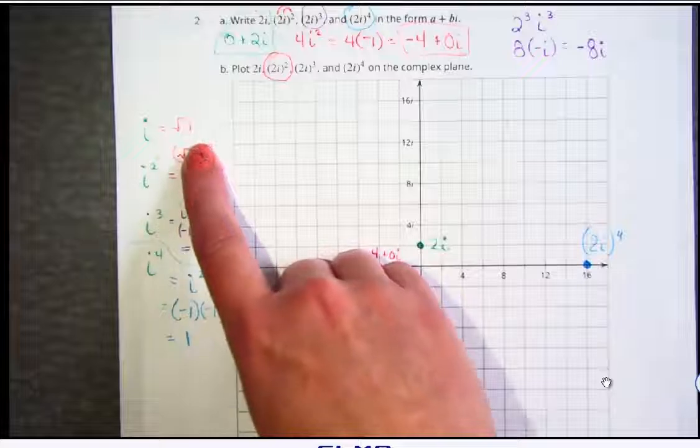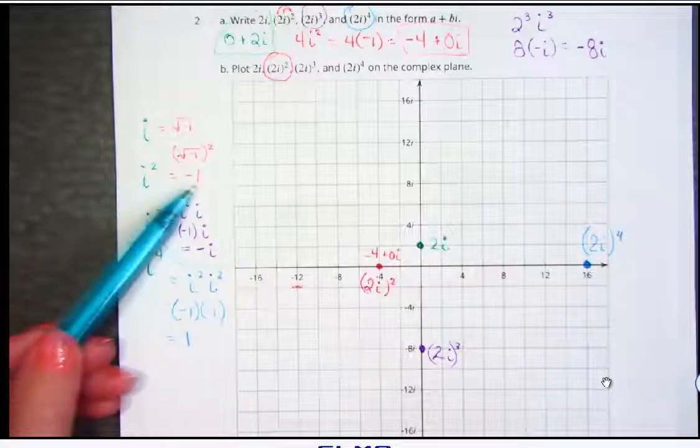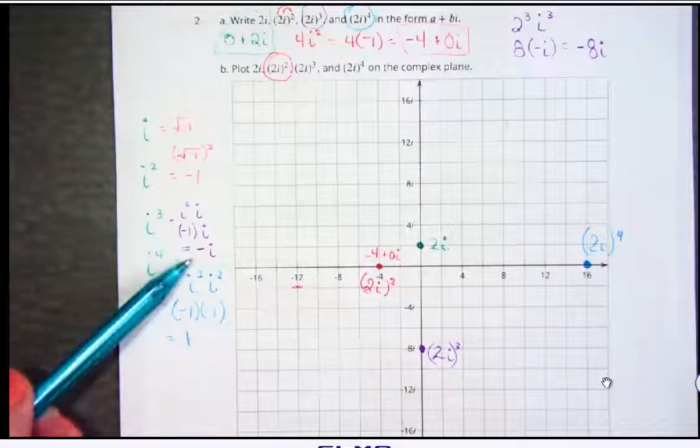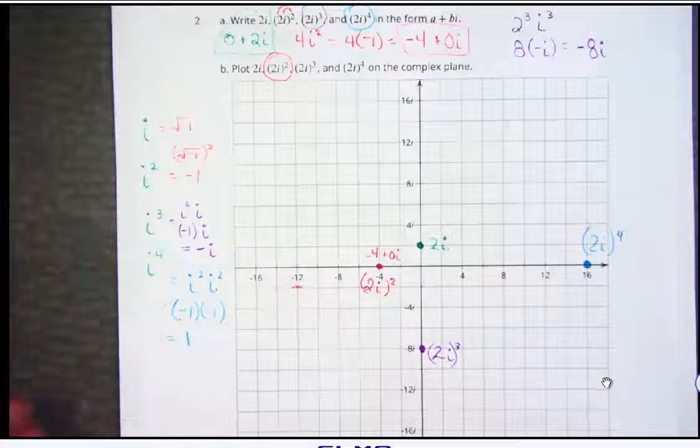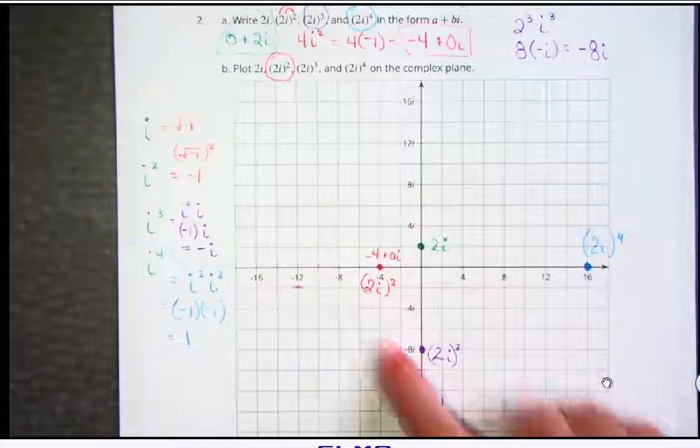I think that's the end of our lesson. So there are some other reviews and stuff like that, but we're going to continue this idea in a later lesson that i equals the square root of negative 1, i squared equals negative 1, i to the third is negative i, and i to the fourth is a positive 1. Here's a neat way to see that in action.